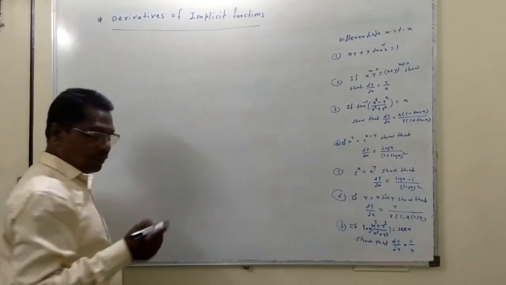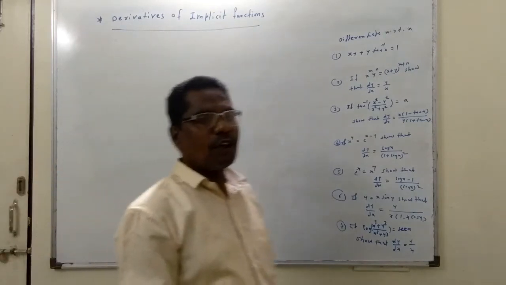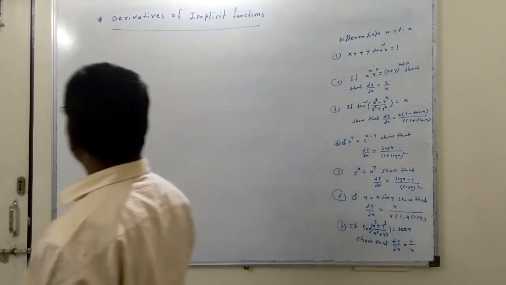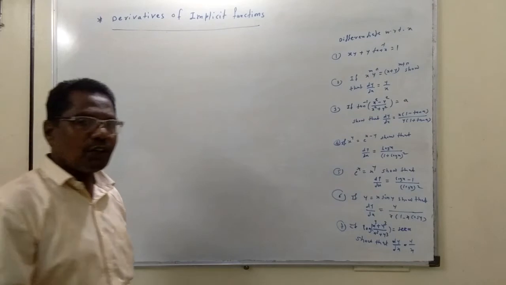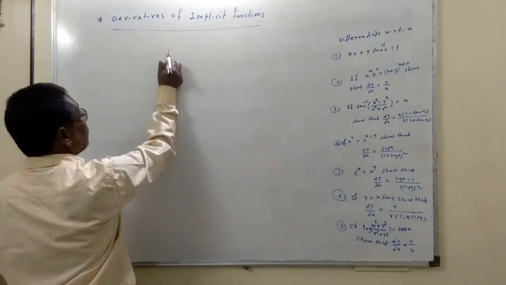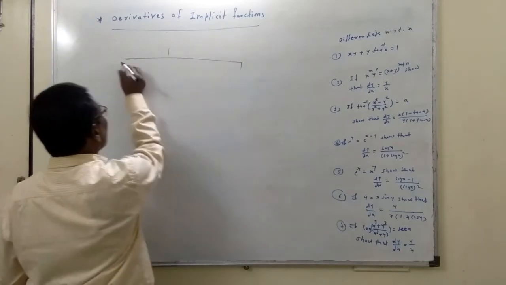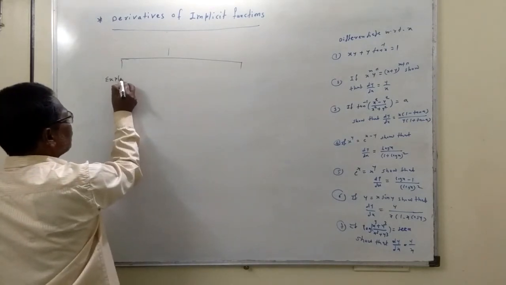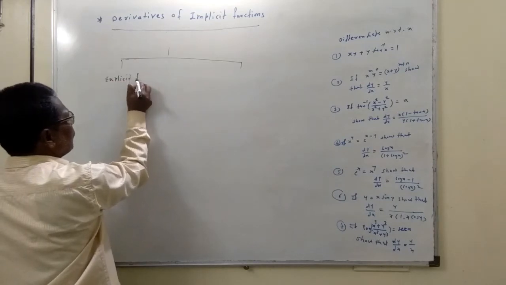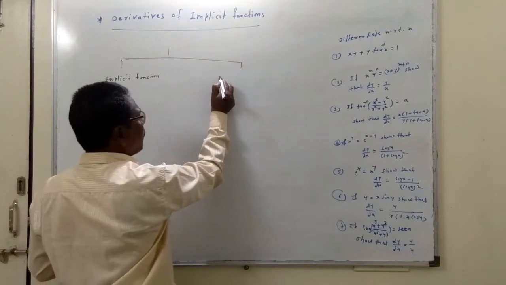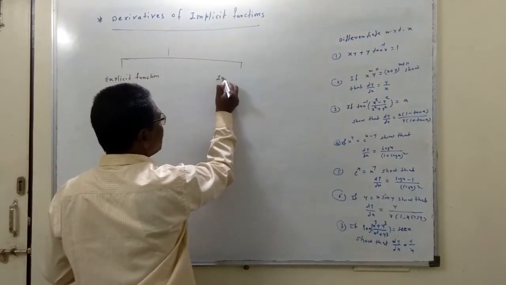First of all, to judge whether the function is implicit or explicit, until now we have studied the functions in explicit form. So functions, for comparison, are classified into two groups. One is the explicit function, and comparatively the other function is the implicit function.